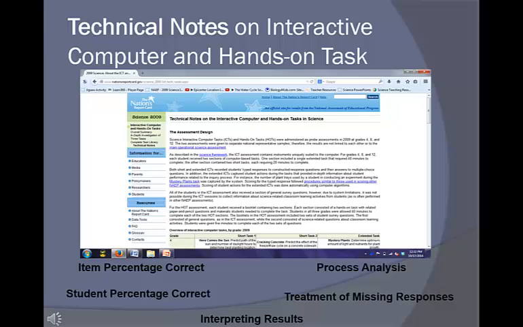The last area of the website I would like you to look at and walk through is the technical notes for the ICTs and hands-on tasks offered by the website. Some of the areas that are explained within the technical notes are the item percentage correct, student percentage correct, process analysis, treatment of missing responses, and interpreting results.